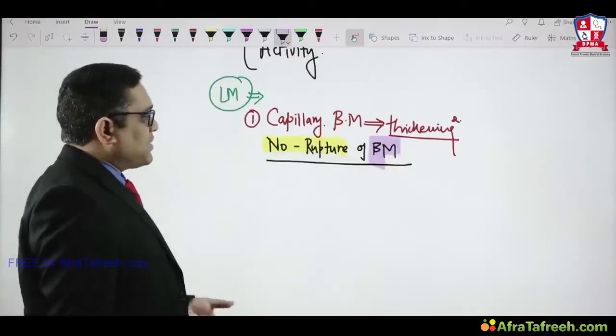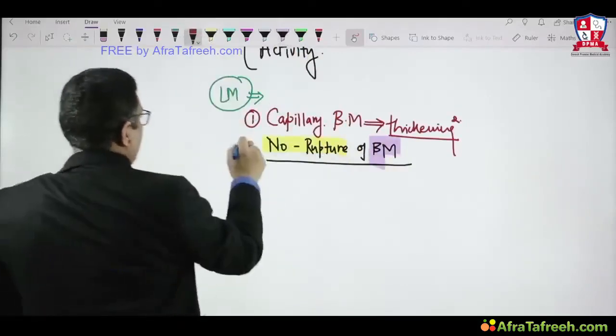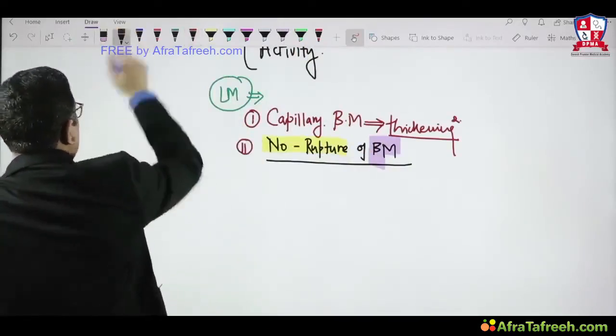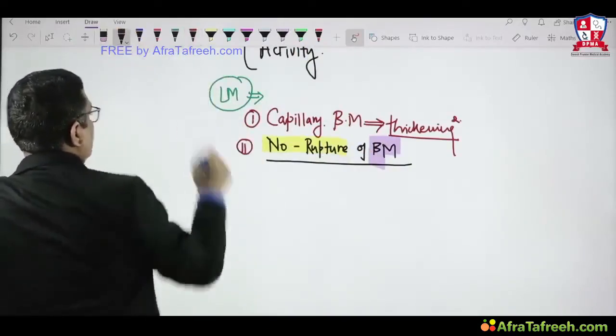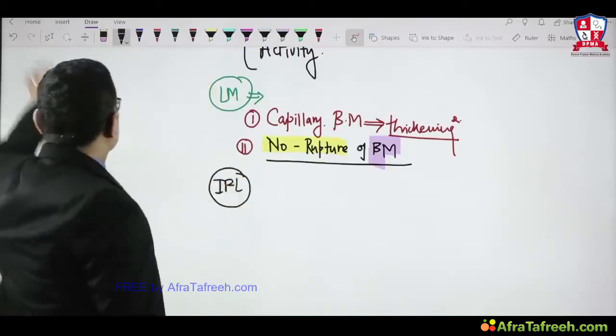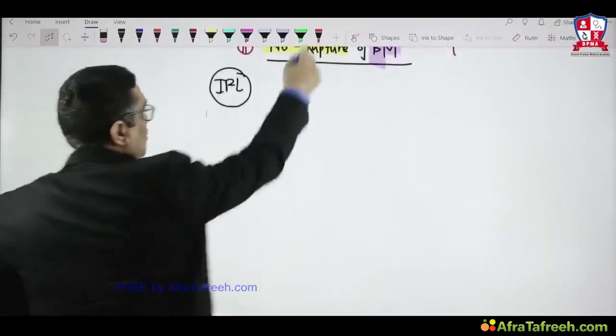So capillary basement membrane thickening, and second important point, there will be no rupture of the basement membrane. That is the light microscopy, right? And if you see, they are having immunofluorescence, right? Immune complex mediated disorder. So what should be the immunofluorescence microscopy here?